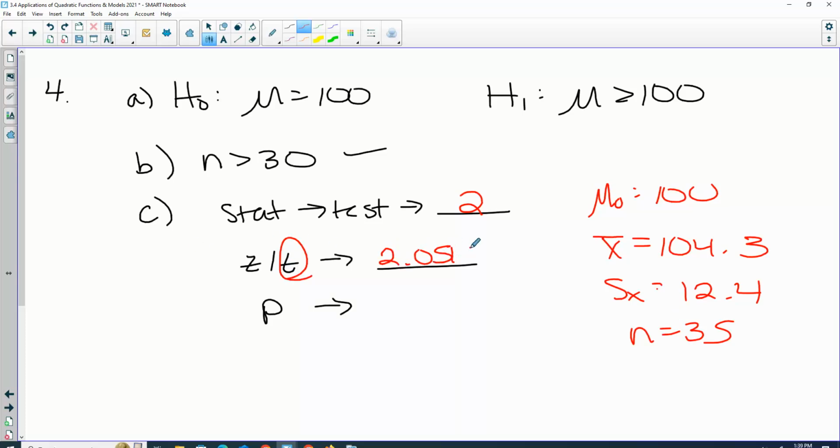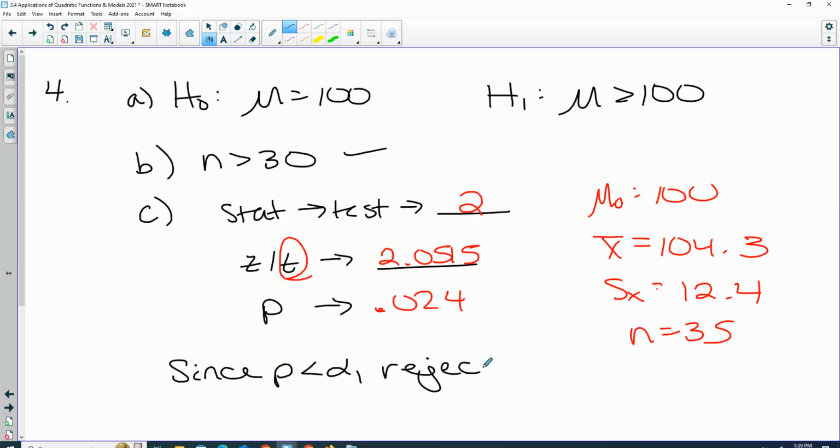2.0515, and my p is 0.024. So what does that tell me? P is less than alpha. Reject. Reject the null hypothesis. There is evidence to conclude the mean is more than 100.